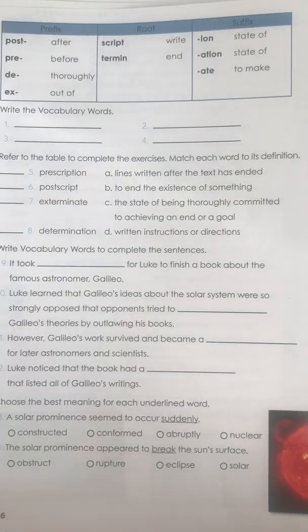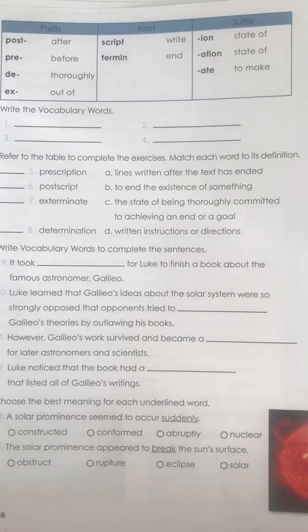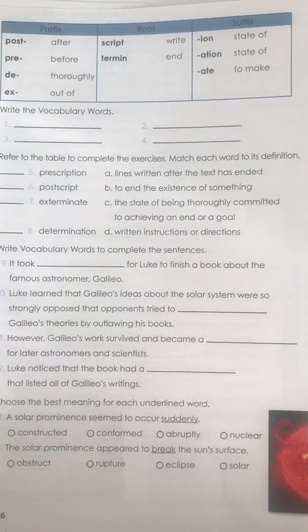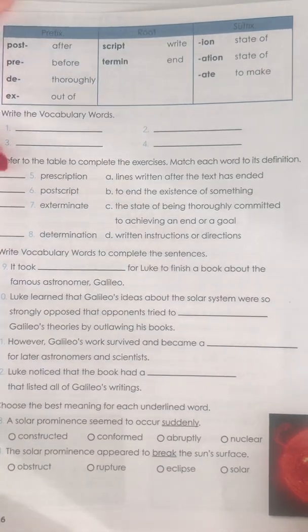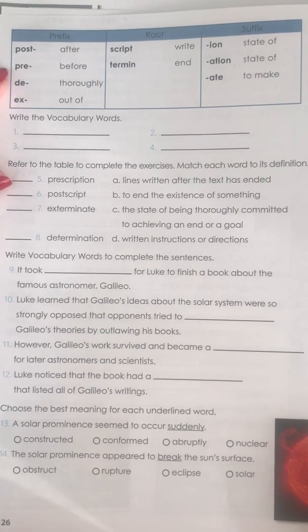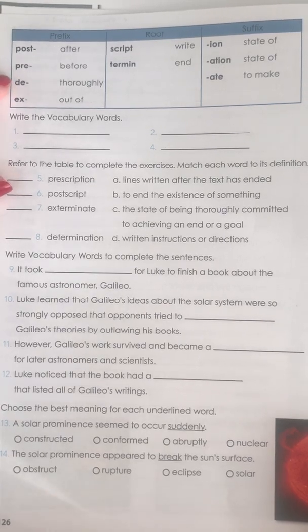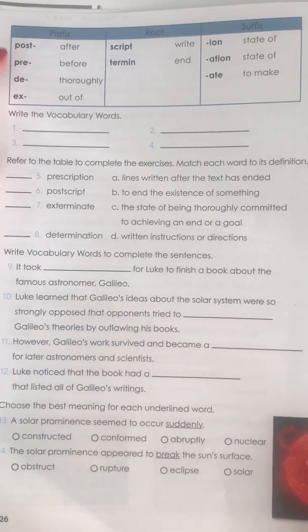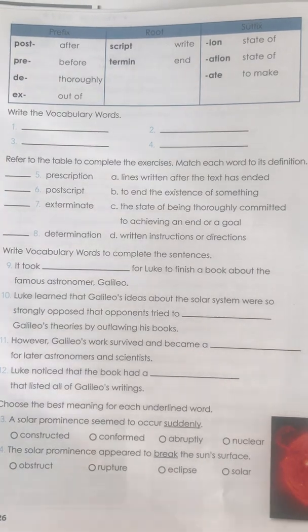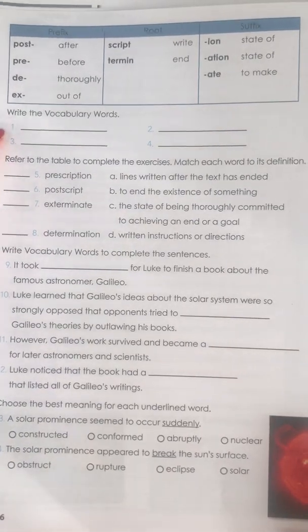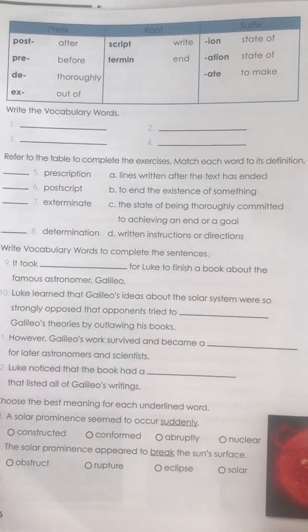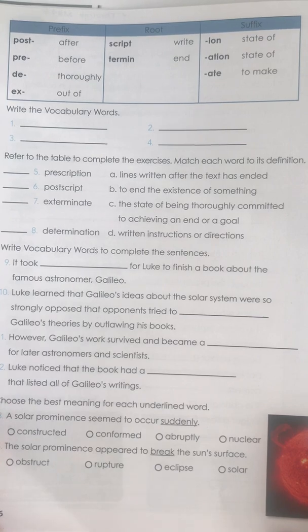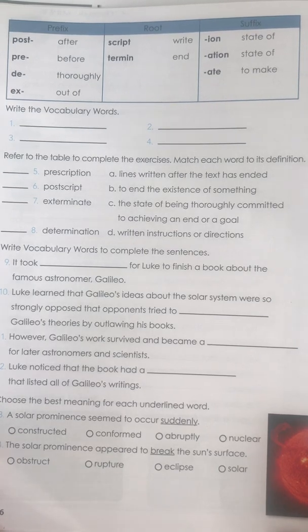Here for Wednesday, we have our vocabulary assignment for spelling. So apart from your definitions from your spelling dictionary, you also have some prefixes, roots, and suffixes up here that will help you understand the meaning of the word. So as usual, you're just going to write your vocabulary words and then match your definitions, fill in your sentences, and then choose the best meaning in the multiple choice section.